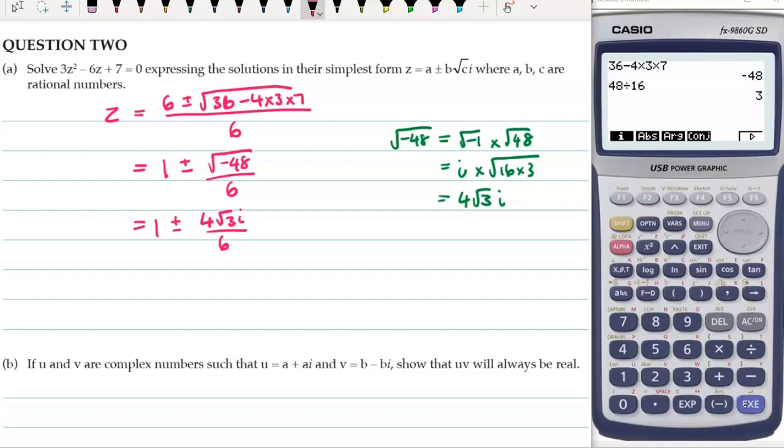Now the 4 over 6 can cancel. So that's going to be 1 plus or minus 2/3 root 3 i. And I've deliberately written the 2/3 out in the front because the question wanted it in this format here, so it's really clear what part is b and what part is c.